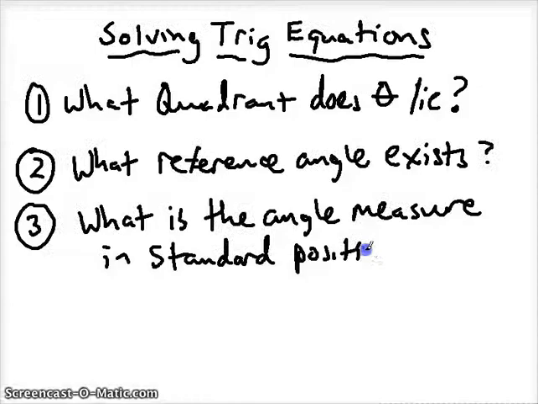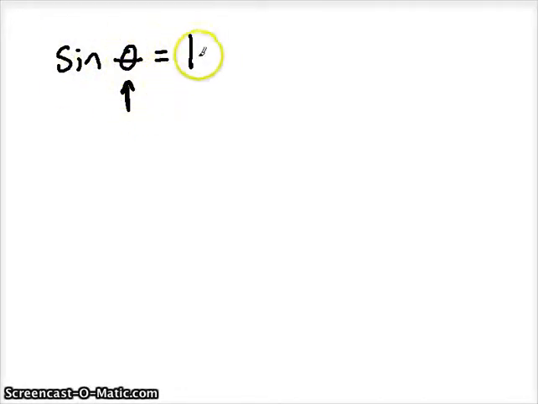So if we go through these three steps, we should be able to answer and solve a bunch of trig equations. All right. So these are the three steps I'm going to do. Take a moment, write them down if you need to. I'm going to go through some examples. Start off with a pretty basic one here. Trig equations are usually asking you to solve for the angle. So what angle gives us a sine value equivalent to 1?